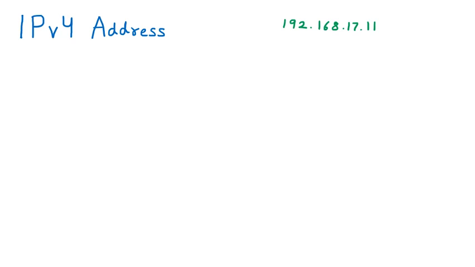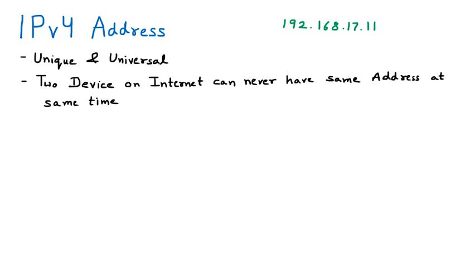Talking about this IPv4 address, it is unique and universal. Unique and universal means if we connect multiple computers in a network, all the computers will have separate IP addresses. They cannot have the same IP address. So we can say that two devices on the internet can never have the same address at the same time. If all the computers have different addresses, it is very easy to communicate with each other. If I have the address of one computer, I can send data and I can take remote login. That's why IP addresses are used, because every computer has a different address.